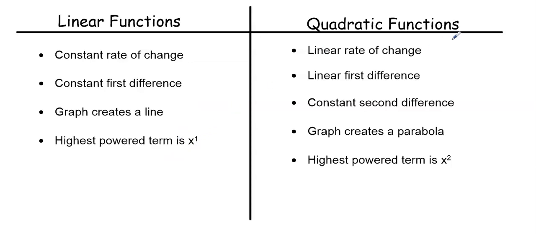The second relationship we looked at was modeled with a quadratic function. There was a linear rate of change. So in the table, we saw a linear first difference and a constant second difference. The graph created a parabola, and the highest powered term was x squared.